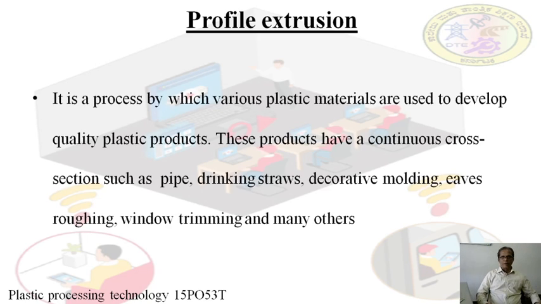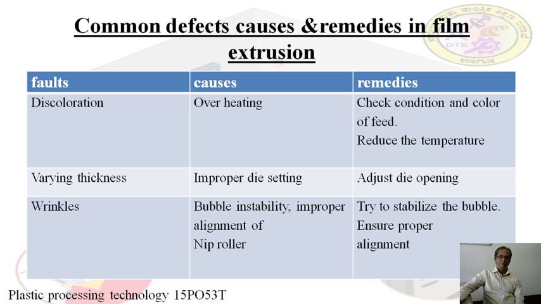What are the profiles? We make use of different profiles for different purposes. It is the process by which various plastic materials are used to develop quality products. These products have a continuous cross section, such as pipes, drinking straws, decorative molding, roofing, window trimming, and many other things. So profiles of different shapes are available.